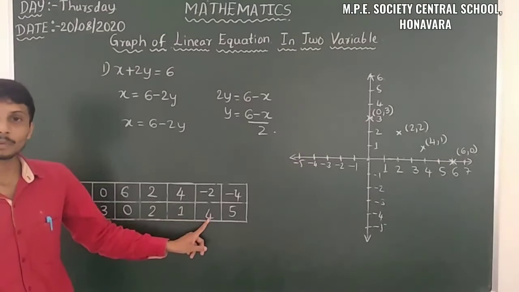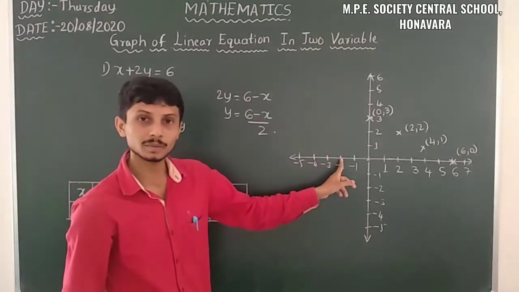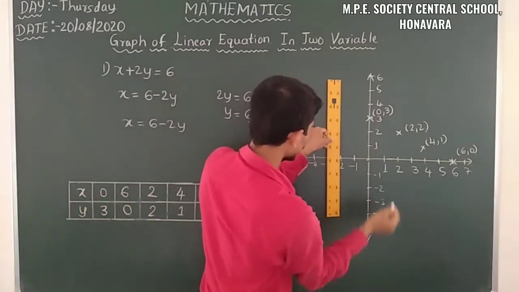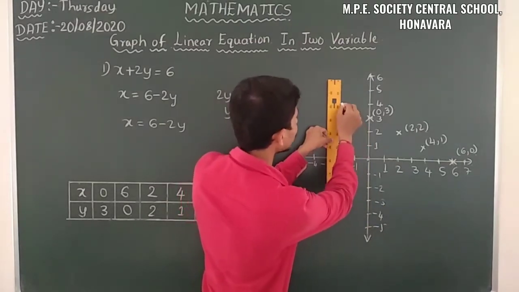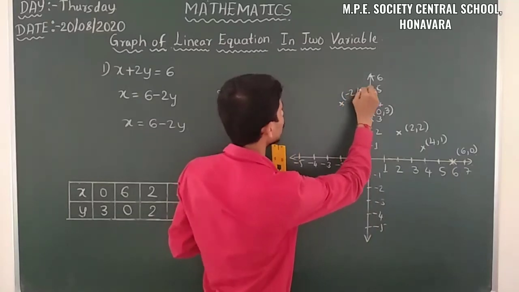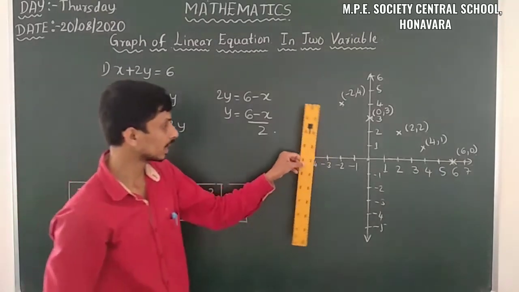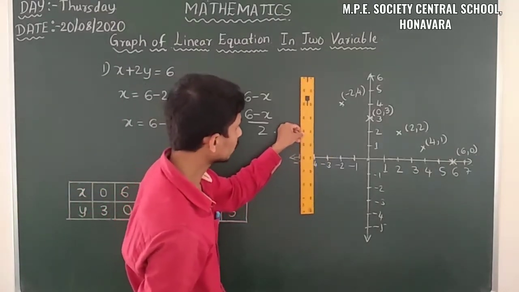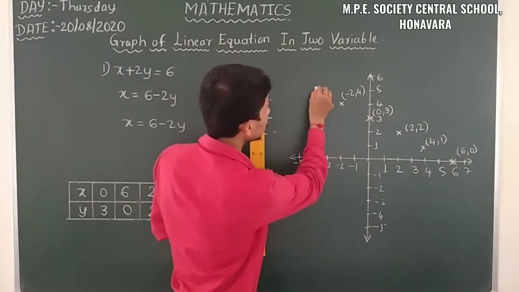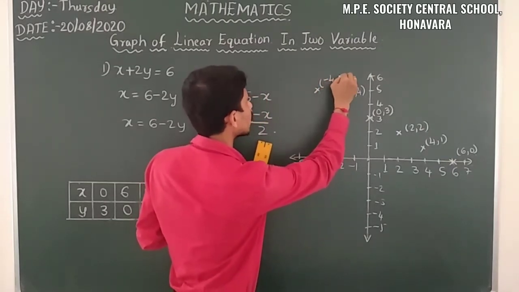Then minus 2, 4 here. Firstly we have to stand on the x coordinate minus 2. Then we have to go to minus 4 on the y coordinate, that is minus 2, 4. Then minus 4, 5. Firstly we have to stand on minus 4, then we have to insert the value of 5. So here it is the coordinate representing minus 4, 5.